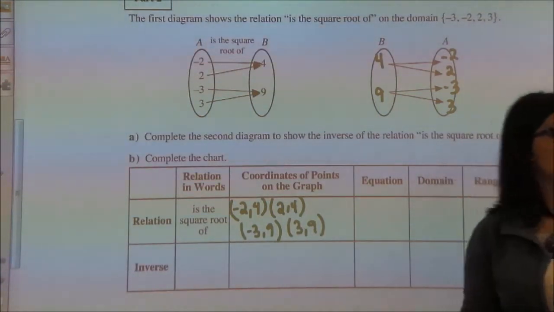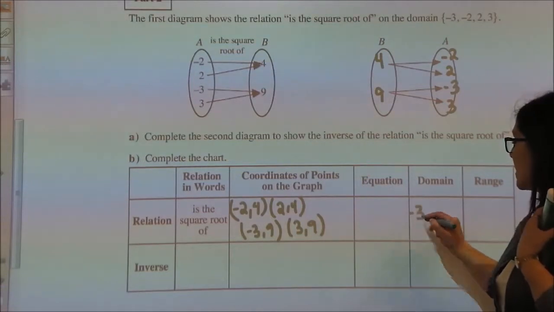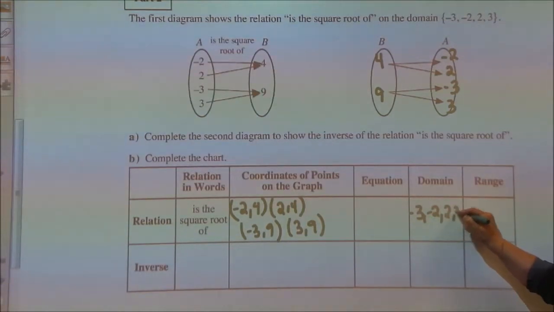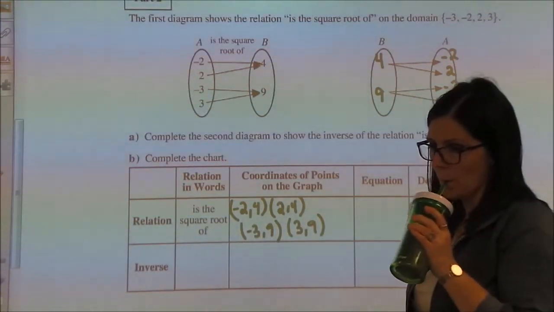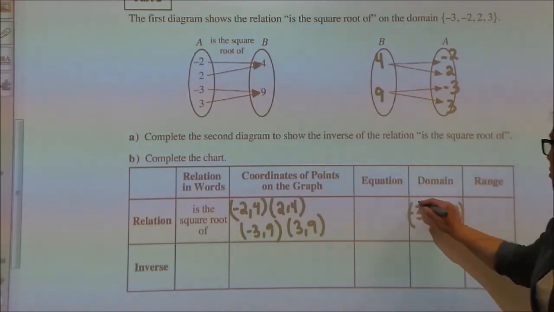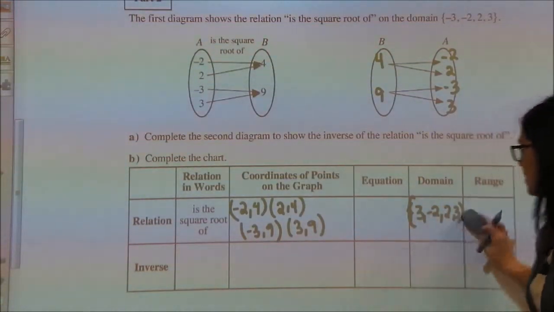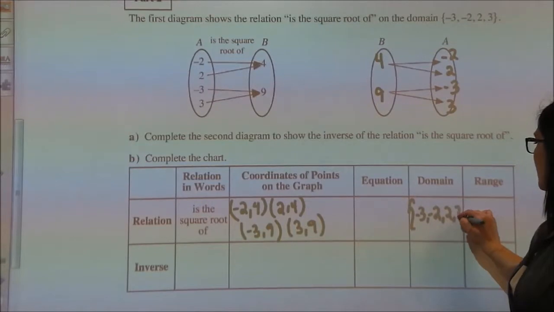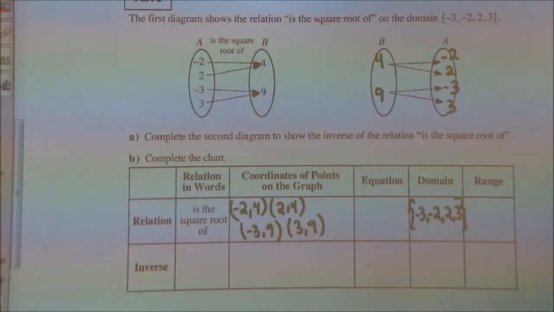Okay, so if I wanted to put them numerically, I put negative 3 first because it's the smallest one, then negative 2, positive 2, and 3. Typically, we would list our domain in numerical order. And I should have actually my curved brackets on this. So negative 3, negative 2, 2, and 3. What's my range? What are my y values? So 4 and 9.